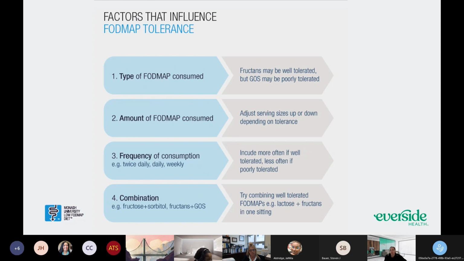Factors that are going to influence it. It could be the type of FODMAP consumed, so one of those different types that you had. It could be the amount, so kind of like medication has a specific dose to be effective to lower your blood pressure, lower your blood sugars. The amount of FODMAP consumed is going to have a negative effect on you. If you have a little bit, you might be all right.